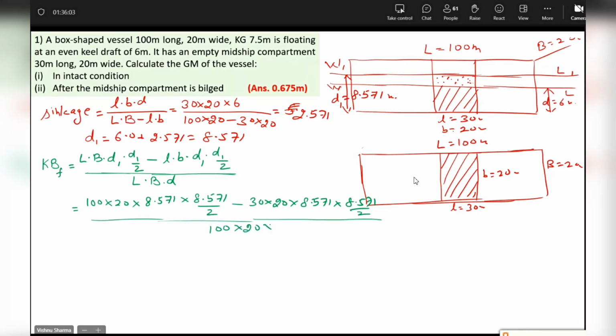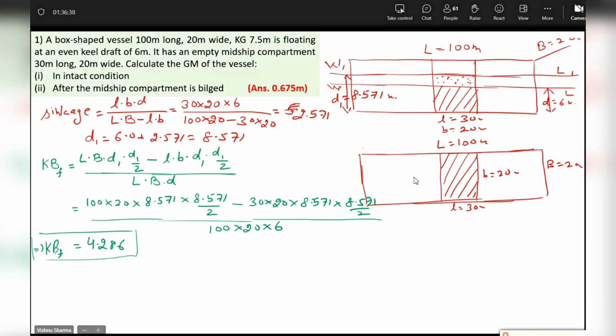(100 into 20 into 6). Please calculate and give me the KB final. The answer will be half of that. I can write down the answer myself: 4.286 meters. Please calculate and satisfy yourself, because wherever the moments are to be used going forward, you should be able to calculate it, because there will be a requirement of this process. And I want to address it in the first place itself.